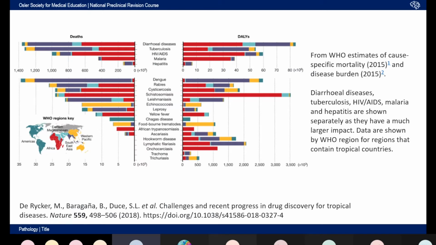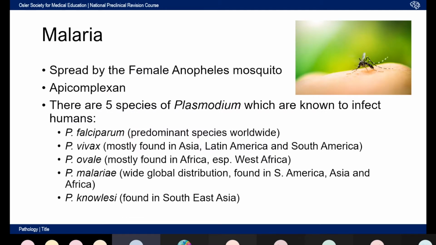This graph just shows death and DALYs, which are disability adjusted life years. It shows the impact that these diseases can have, even if they're not killing people. You can see the top 5 causes, the diarrheal diseases, TB, HIV, malaria, and hepatitis, are actually on a different scale, just because they have such a large impact. Again, this really highlights the huge impact that these diseases can have on people's lives.